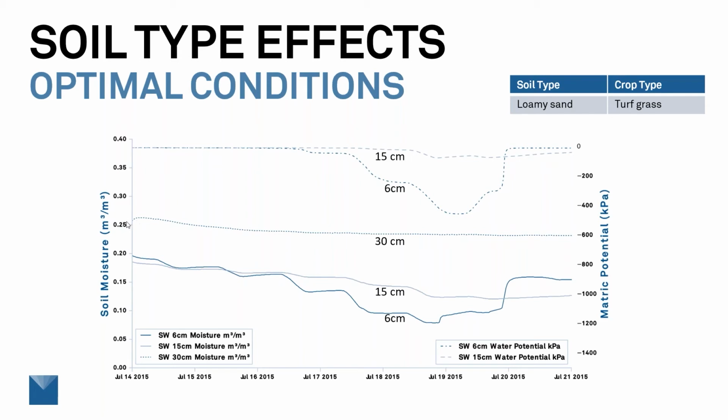Down at 30 centimeters, now we're not washing so much water down through the profile, which is a really good thing. We do see a little peak here, but in a subsequent irrigation event, we don't see it here. But again, this loamy sand is very responsive to the water that's being applied.